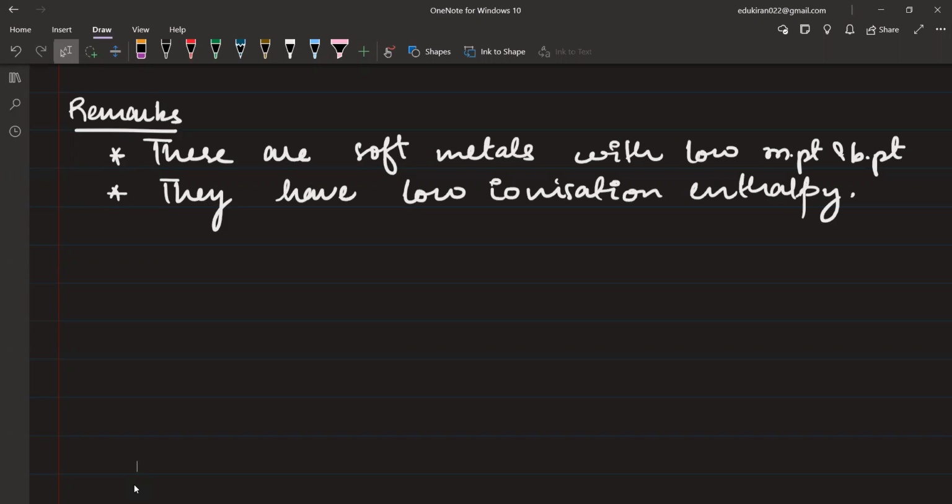Right now, you will write for S block elements in general. What is the property? They are soft metals with low melting and boiling points. The next property is that they have low ionization enthalpy. Next point: since we can remove the electron very easily, they are very reactive.